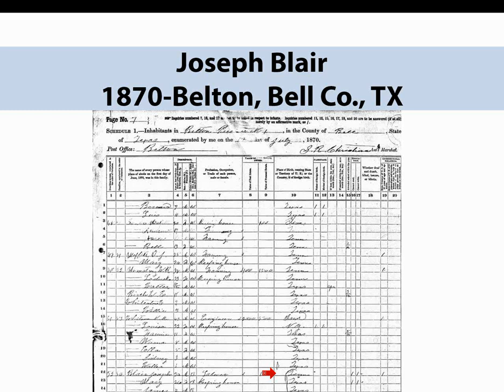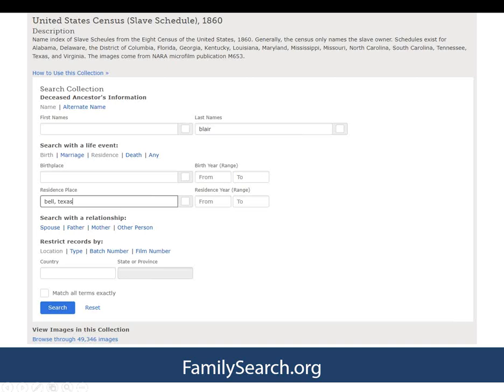And what we need to keep in mind is many enslaved individuals, when they were emancipated, took the name of their slave holder. So in this case, we're going to just see if there's other Blairs that are living in the same area that might have owned slaves in 1860. Because again, 1850 and 1860 are only done by the slave owner, not by the slave themselves.